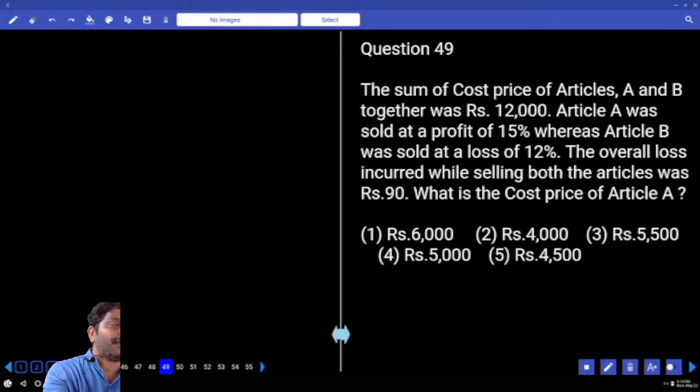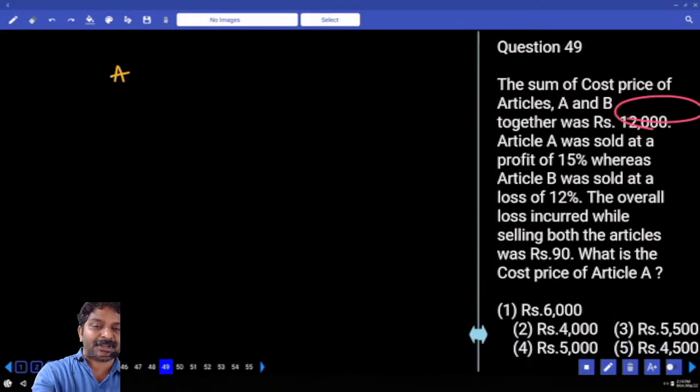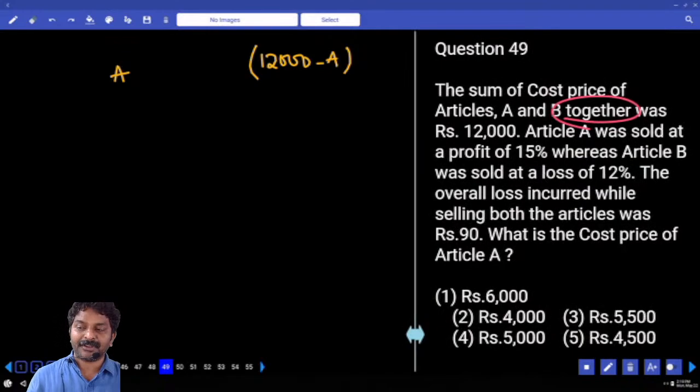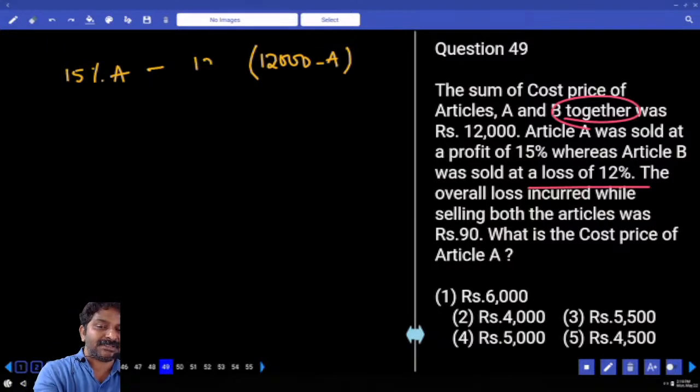Now assume cost price of article A as A. Both together it is 12,000. Then B cost price becomes 12,000 minus A. A was sold at profit of 15%. That means 15% of A. On B, what is made? Loss. What percent? As it is loss, can I write it as minus? 12% loss.